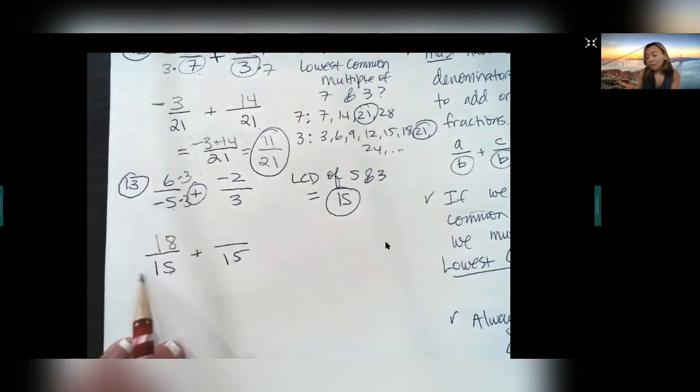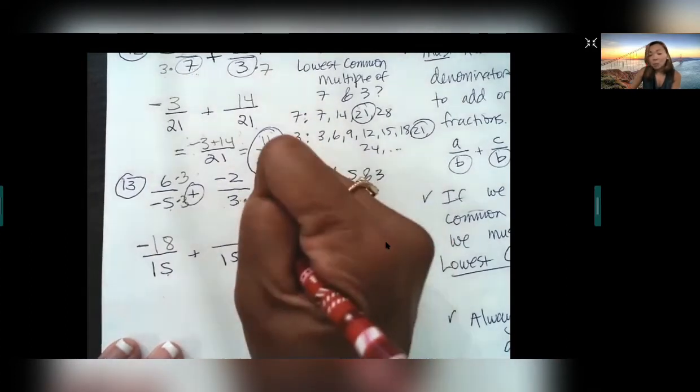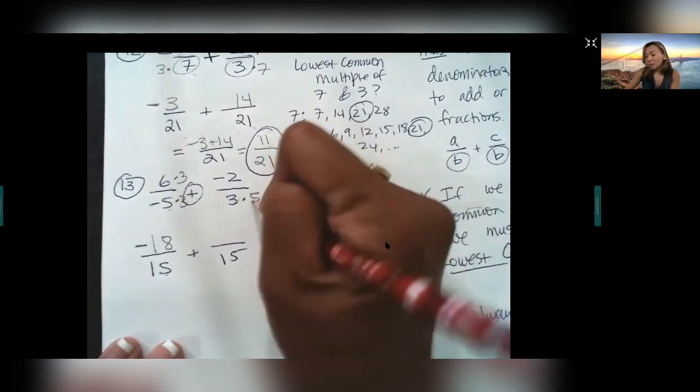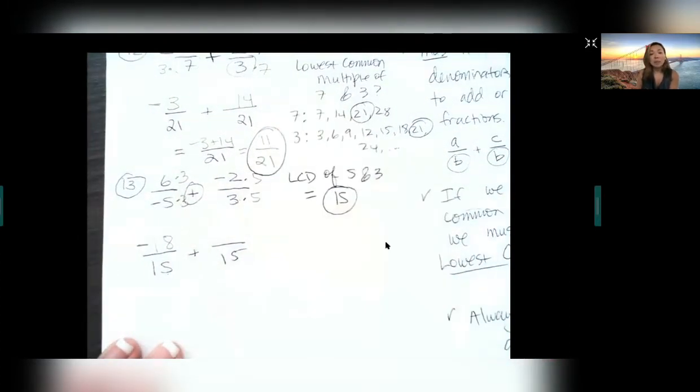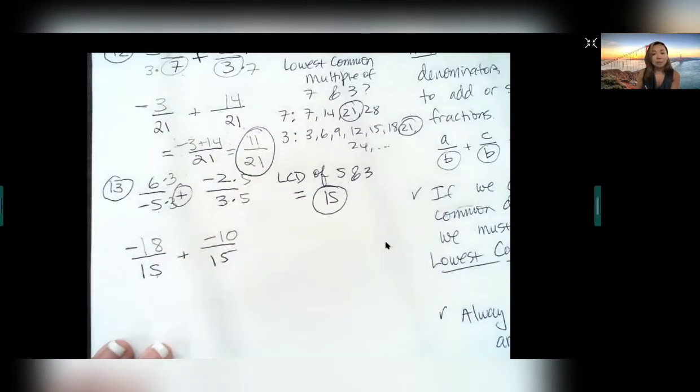So I don't like putting it on the bottom. I'm going to put the negative on top. That's totally fine. Here, to go from 3 to 15, I needed to multiply by 5. So whatever I do on the bottom, I do on the top. So negative 2 times 5 gives me negative 10.